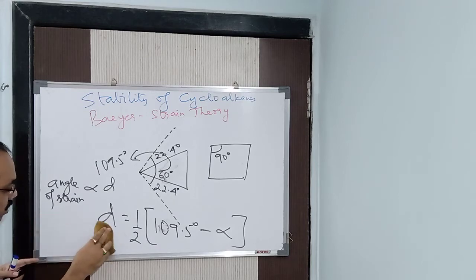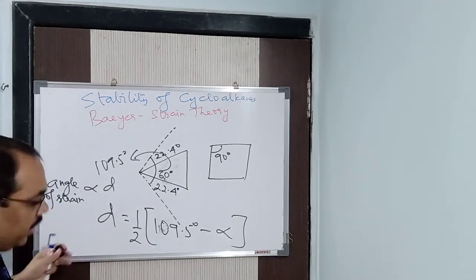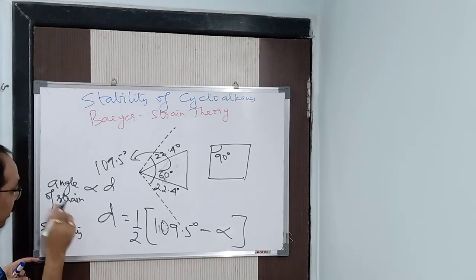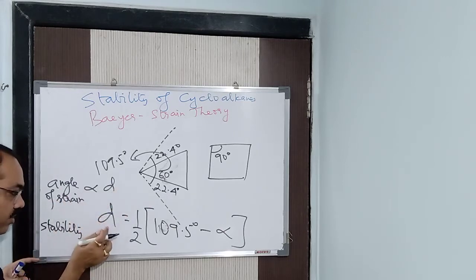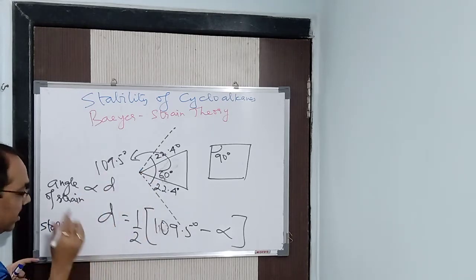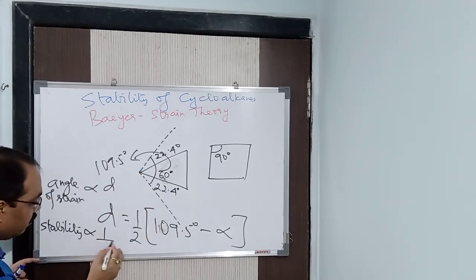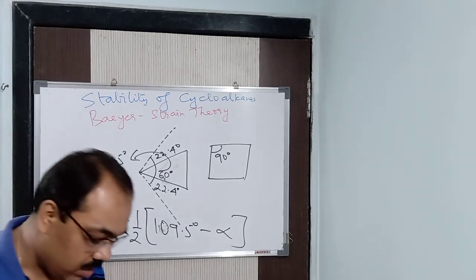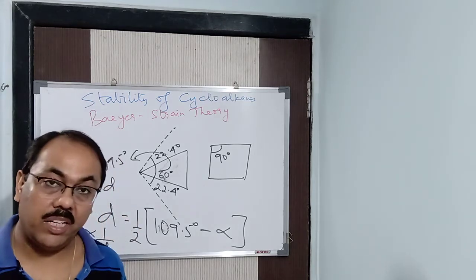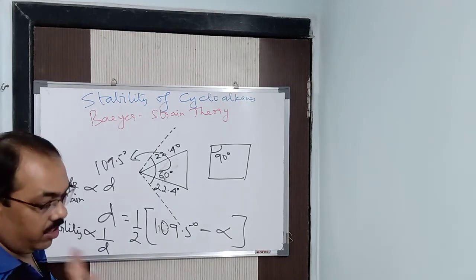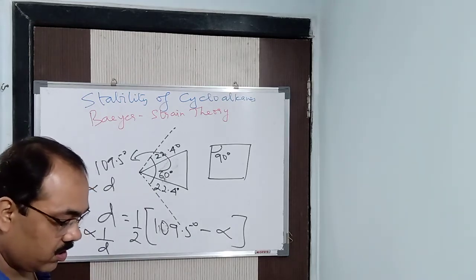Now I will talk about another one. That is stability. Angle of strain is directly proportional to D, that is the angle of deviation, and inversely proportional to alpha, the inner angle. Now stability is inversely proportional to the angle of deviation. Means more is the angle of deviation, less is the stability, or less is the angle of deviation, more is the stability. This is very, very important. You need to understand.